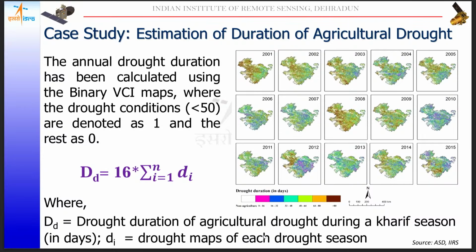As you can see in the legend of this image, the brownish to dark yellow areas have the longer duration of agriculture drought. Generally, these are the results for the Marathwada region of Maharashtra. The western part, more specifically, has a higher drought duration as compared to the eastern part. Otherwise, more or less, the complete area has a recurrence of drought conditions almost every alternate year.